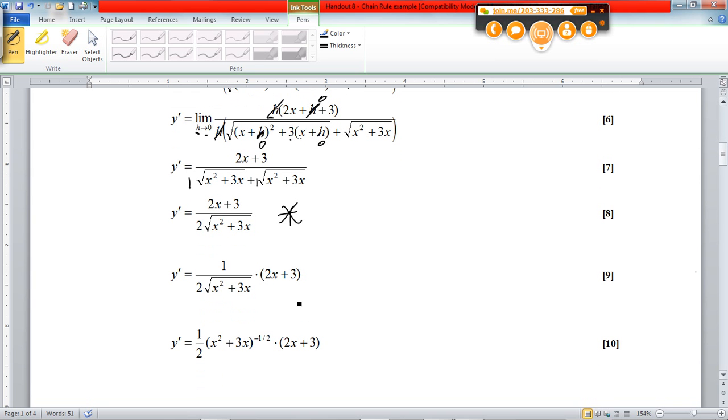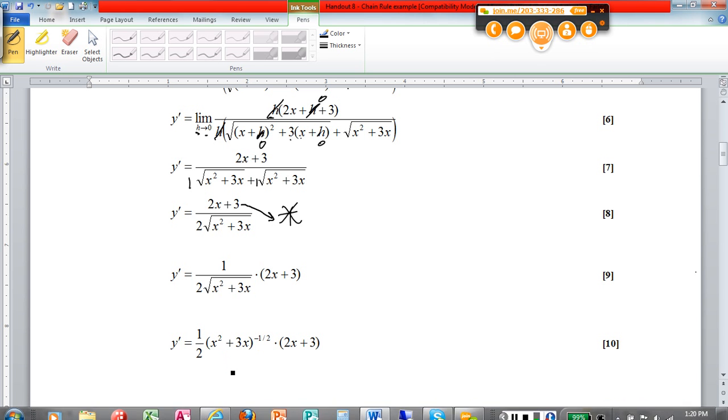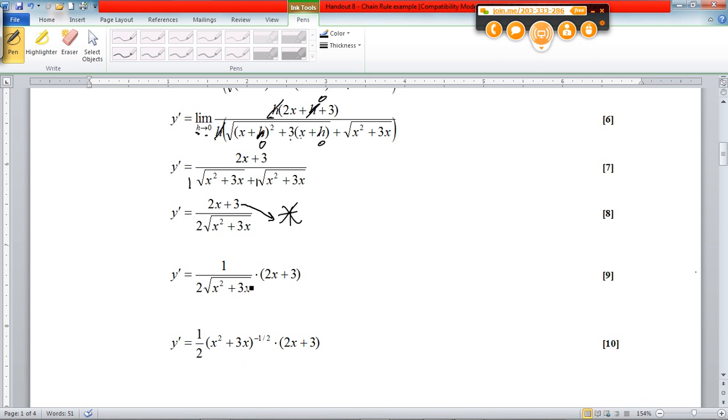See what I did on line 9? I moved this 2x plus 3 out, and I'll show you why I did that in a second. Then on line 10, what did I do? Well, then I just rewrote this square root on the bottom as minus 1/2 power. Isn't that right? I can do that. Okay. Why did I do that?